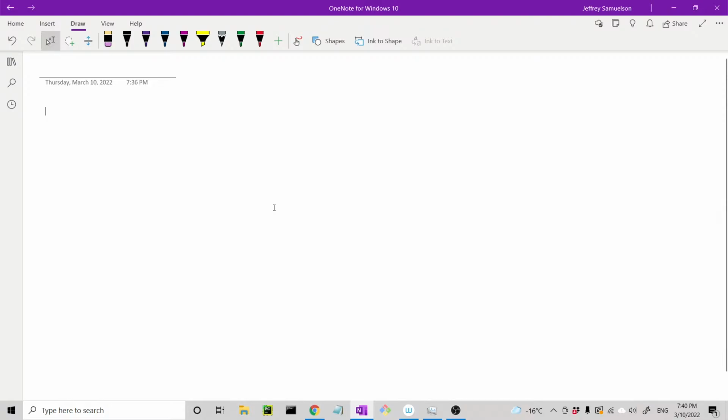So without further ado, I gotta plug in my drawing tablet. One sec. Of course, I put the USB the wrong way. Okay.